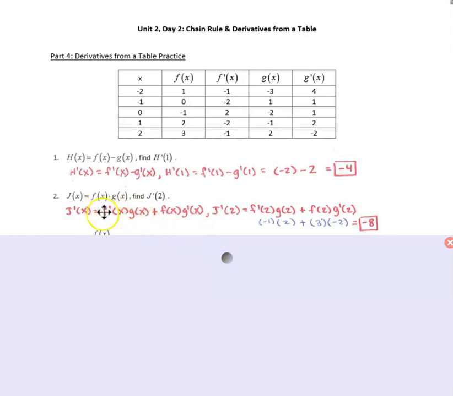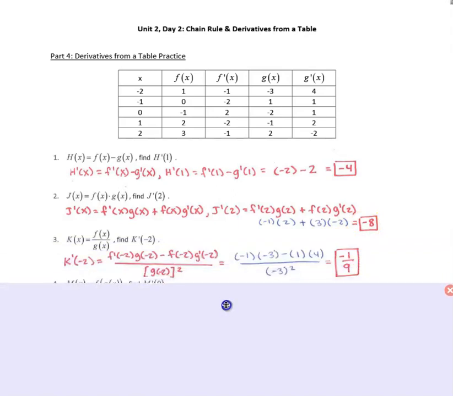Next, we have a product rule problem. So to differentiate j, we apply the product rule. f differentiates to f prime, leaving g intact, plus f times the derivative of g. Then you're going to sub in 2 for each x. Then you find from the table that f prime of 2 is negative 1, g of 2 is 2, f of 2 is 3, and g prime of 2 is negative 2, and all in all, I get negative 8 for the answer.